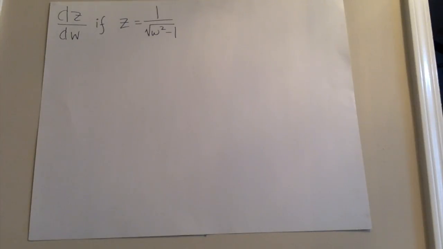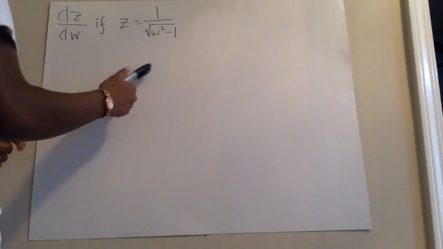And here today we are going to take the derivative of this equation. So we have been asked to find dz over dw if z is equal to 1 over the square root of w squared minus 1. Here I'm going to rewrite this problem so it can look a little bit easier to differentiate.